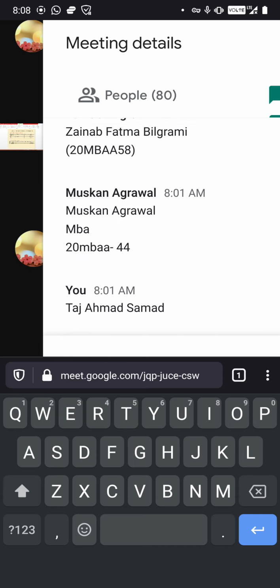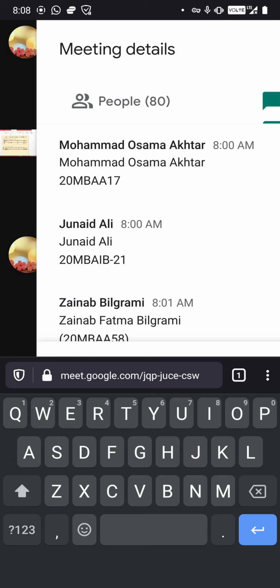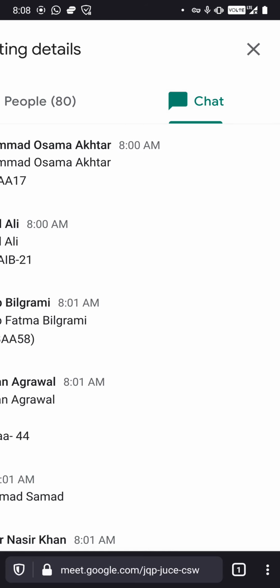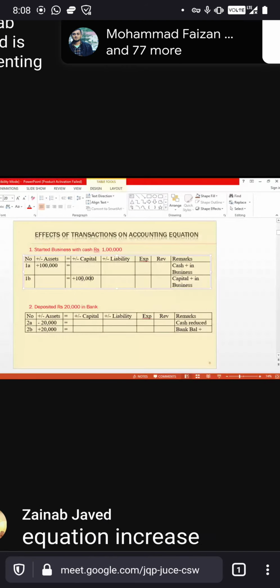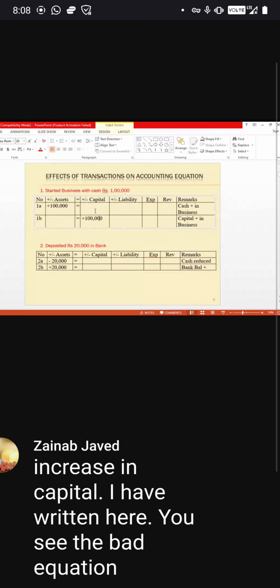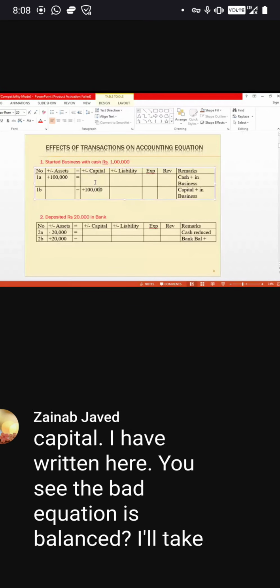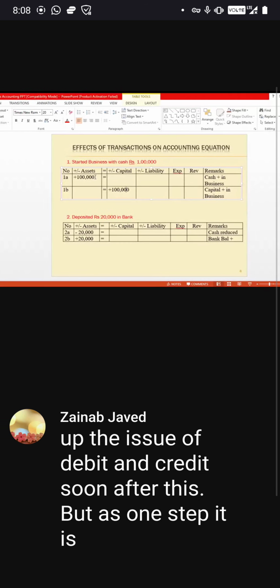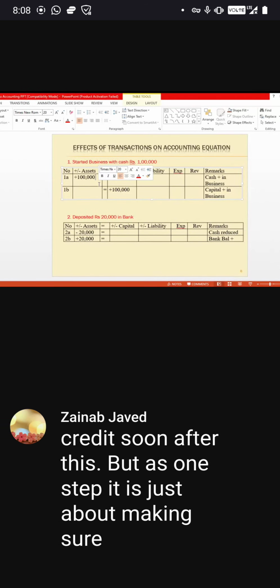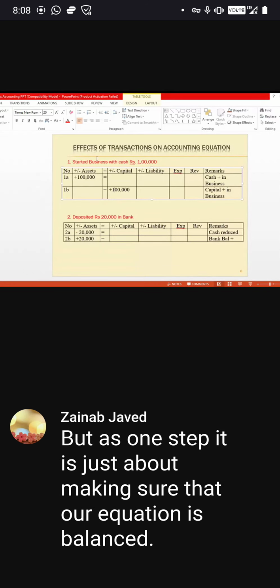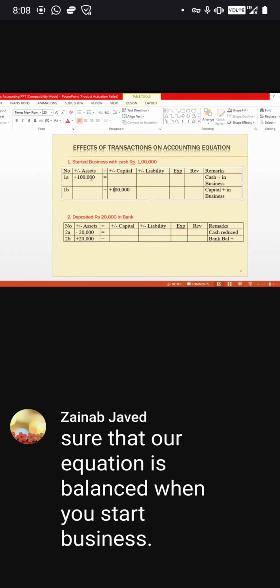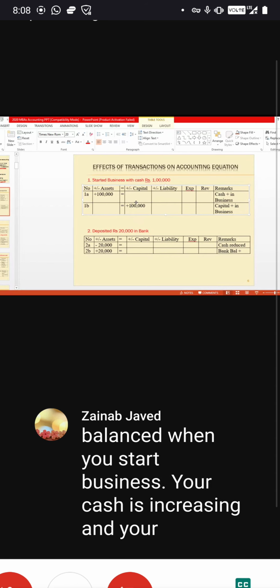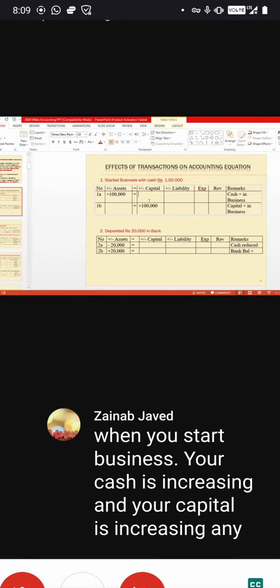Because they are on the opposite side of the equation. Increase in asset I have written here, increase in capital I have written here. You see the equation is balanced. I'll take up the issue of debit and credit soon after this, but as one step, it is just about making sure that our equation is balanced. When you start business, your cash is increasing and your capital is increasing. Any question here?